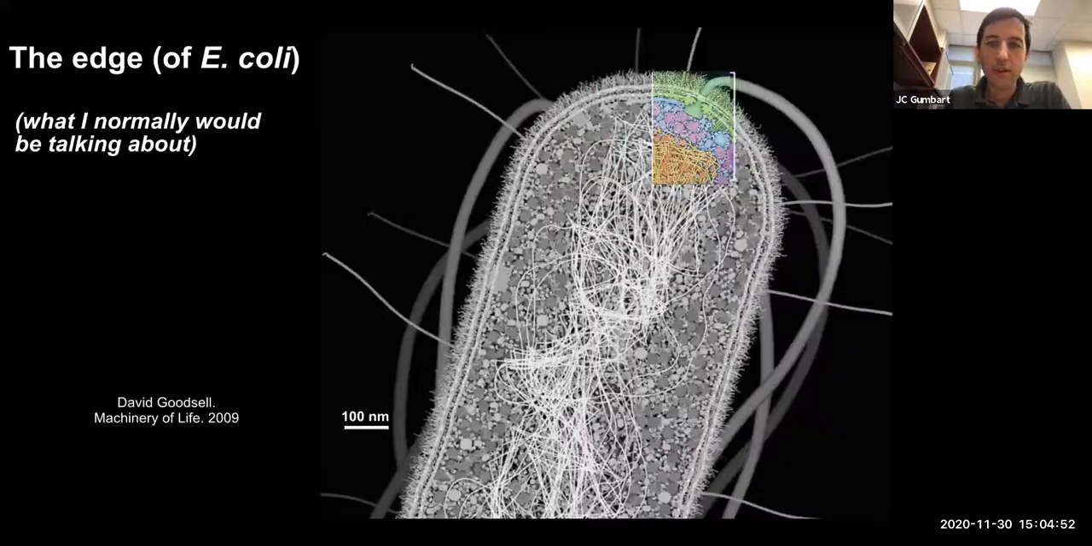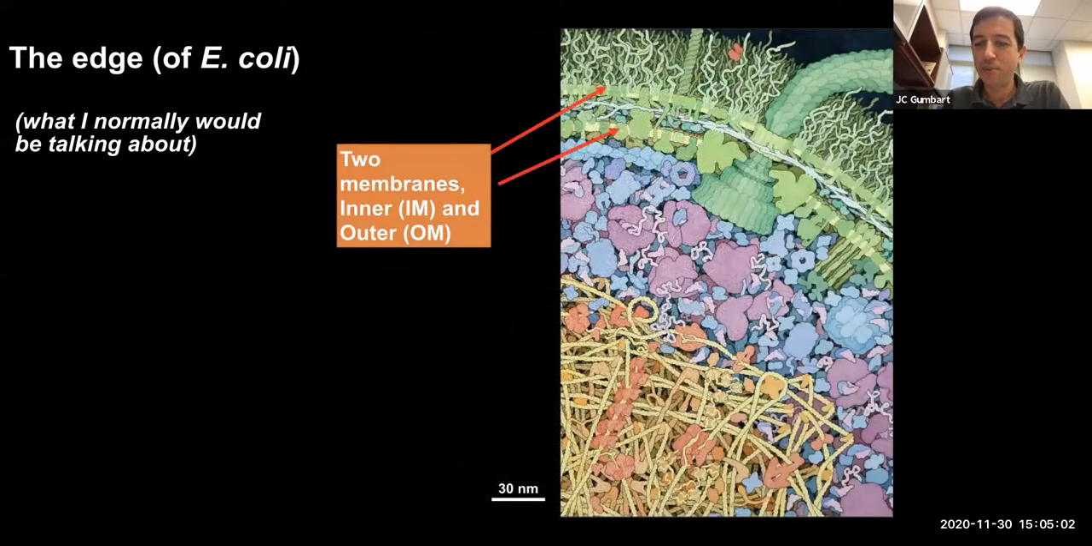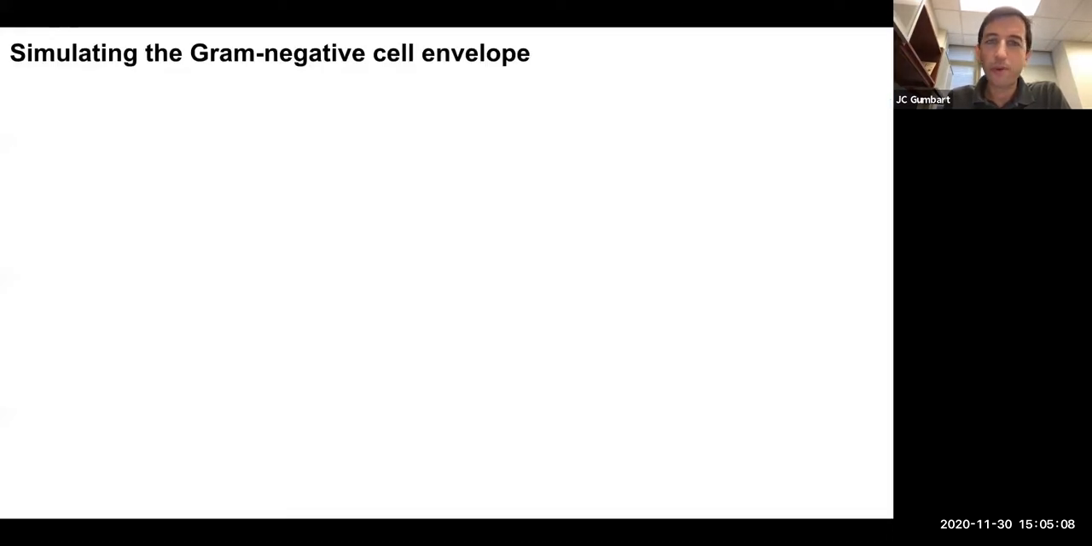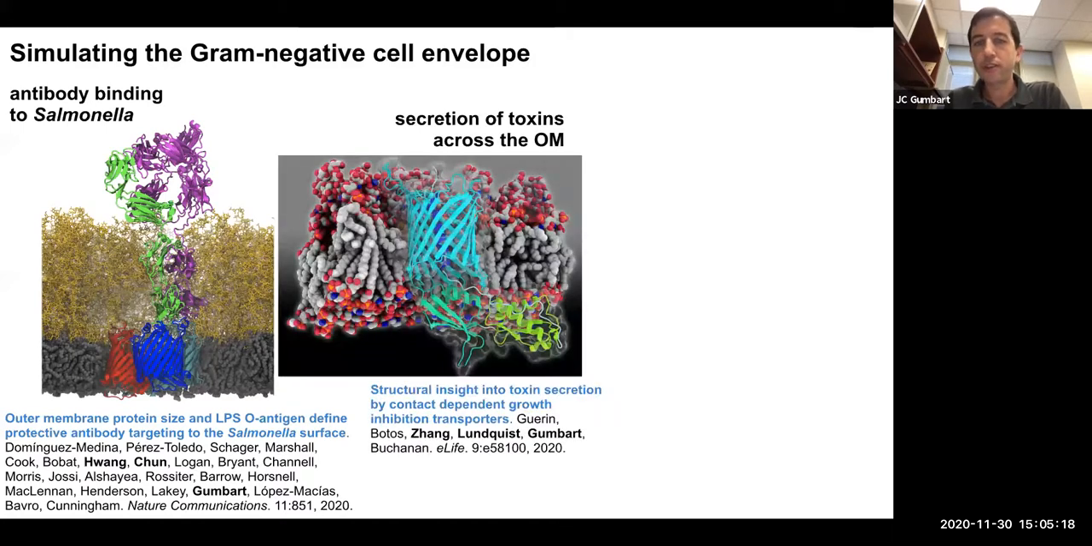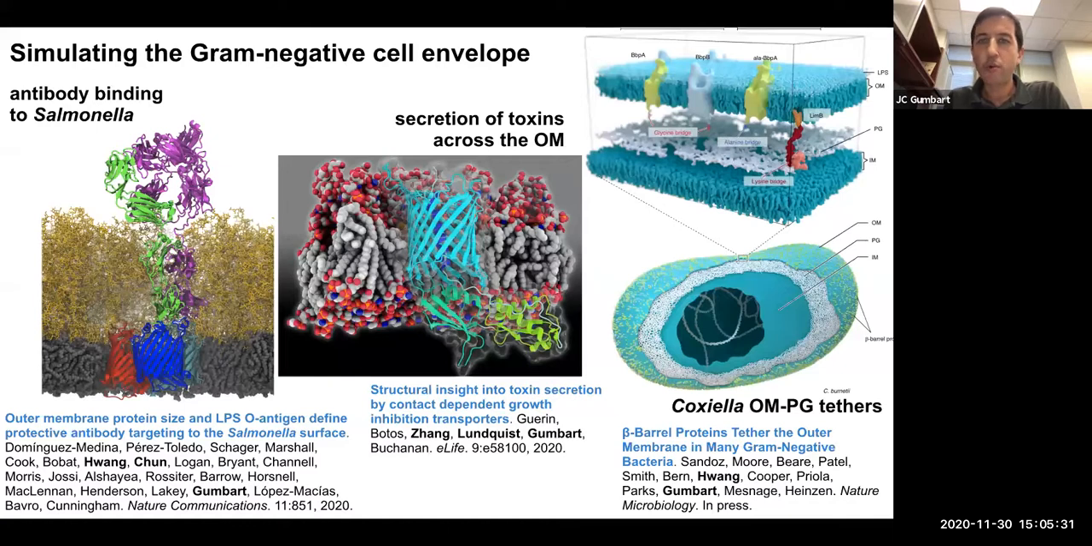Normally what I would be talking about is gram-negative bacteria like E. coli here, and proteins, particularly in the outer membrane of gram-negative bacteria. For example, some of the projects we've done in that area, looking at antibody binding to proteins in Salmonella, or secretion of toxins across the outer membrane, in this case CdiB. That was a collaboration with Susan Buchanan, who Ahmad knows quite well as well. Or very recently, some work we've done on even more unusual bacteria like Coxiella and how they anchor their cell wall to the outer membrane.